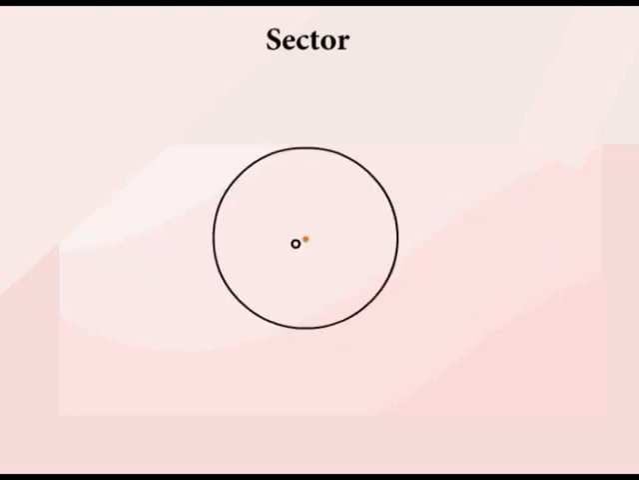O is the center of a circle. A and B are 2 points on the circumference. APB is an arc of the circle. OA and OB are 2 radii of the circle. The portion of the circle bounded by 2 radii and an arc is called a sector of the circle. In this figure, the sector is bounded by 2 radii, OA and OB, and the arc APB. This sector is named as AOPB.